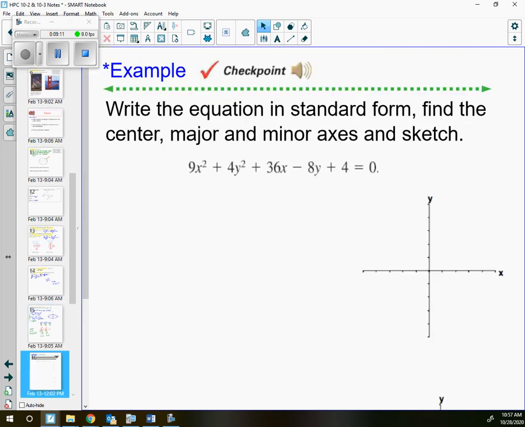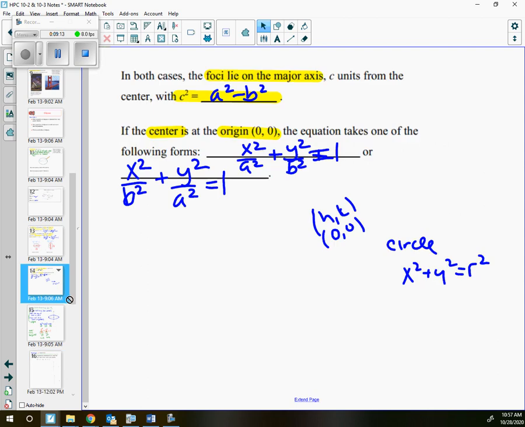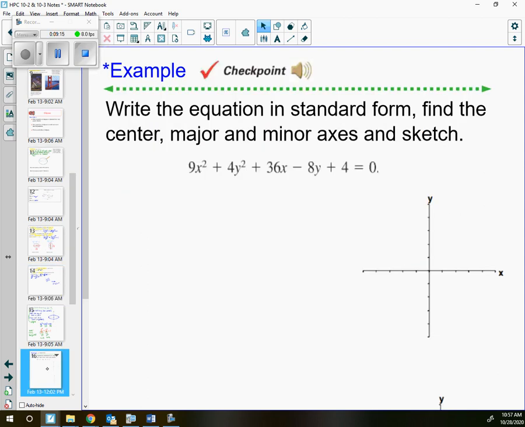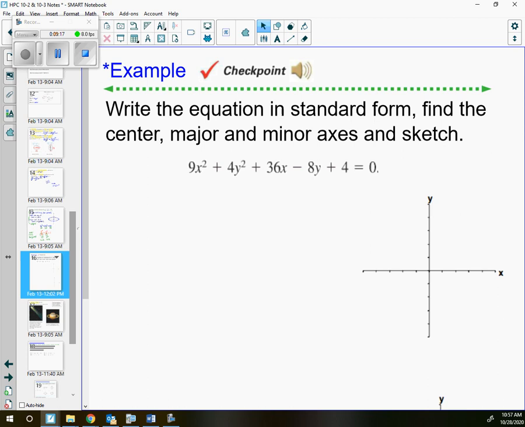All right, so let's take a look and do one of them start to finish, where we're dealing with something in general form that's not centered at the origin. So this is definitely a general form. We have all of these terms. How do we know that it's an ellipse? Let's go through that checkpoint.